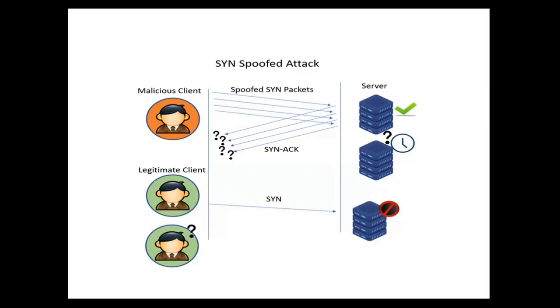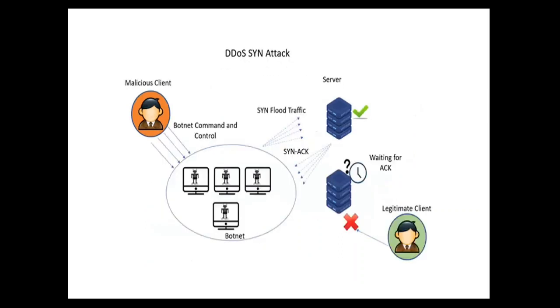When the server receives the synchronized packet, it sends back a synchronized acknowledgement packet, indicating that it has received the client's request and is willing to establish a connection. The synchronized acknowledgement packet has both the synchronized and acknowledgement flags set. Finally, the client acknowledges the server's response by sending an acknowledgement packet. This completes the three-way handshake and the TCP connection is established.